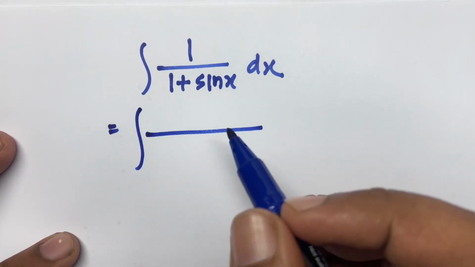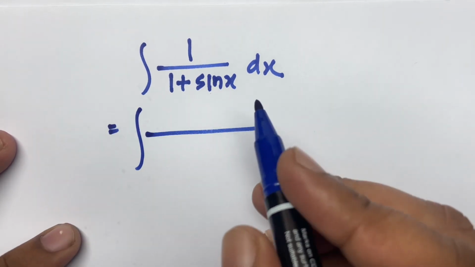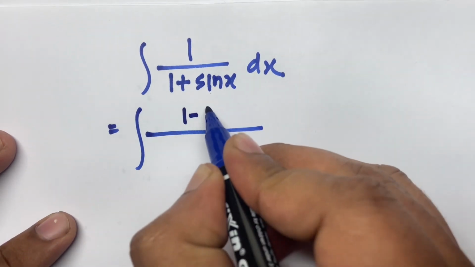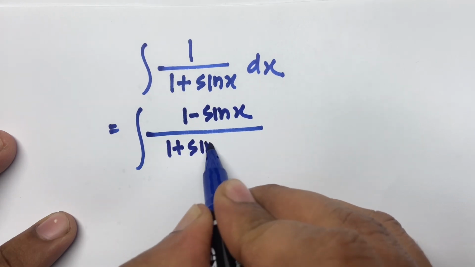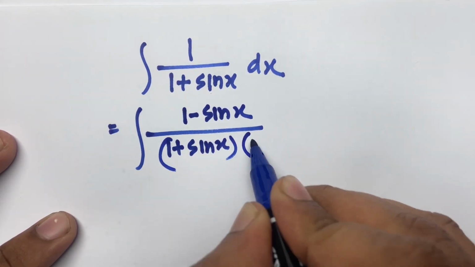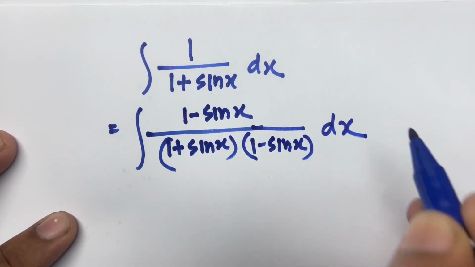I multiply the denominator and numerator by 1 minus sin x. So 1 minus sin x over 1 plus sin x times 1 minus sin x, dx.